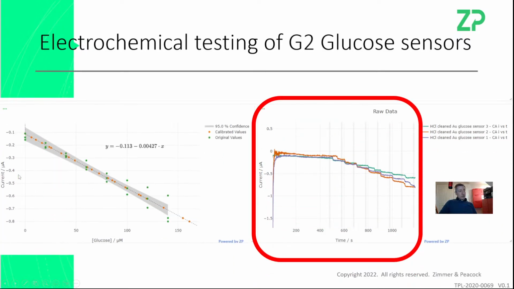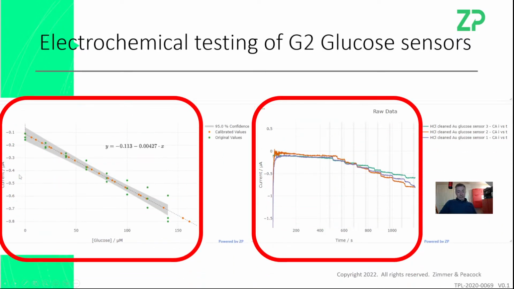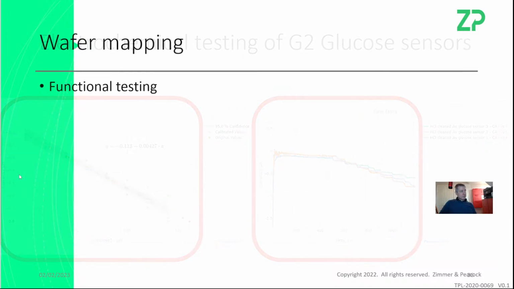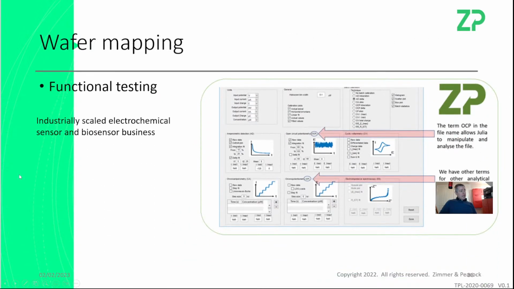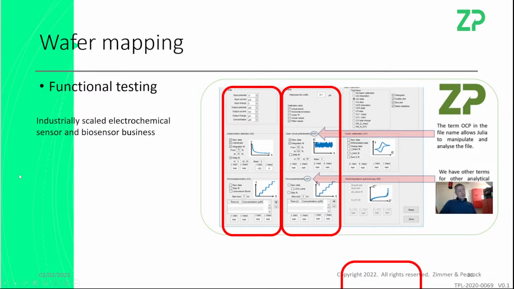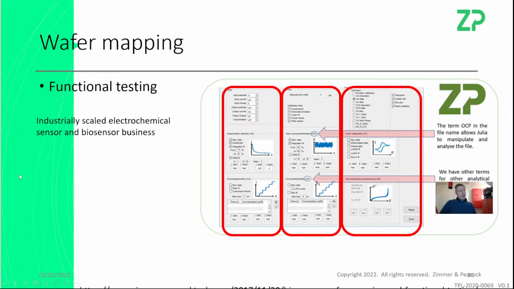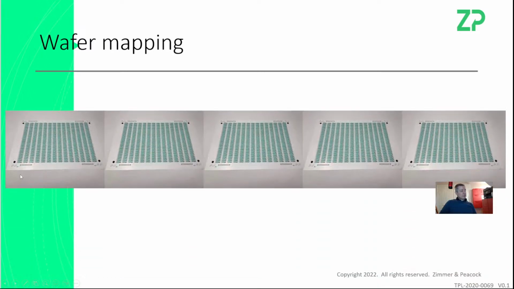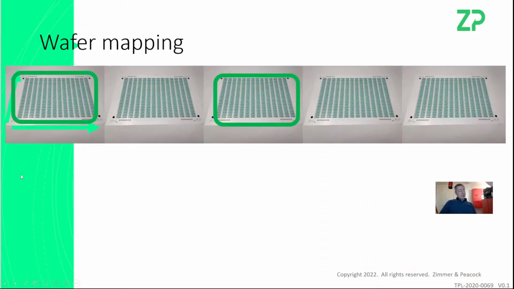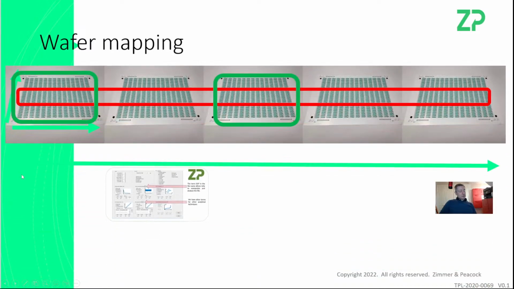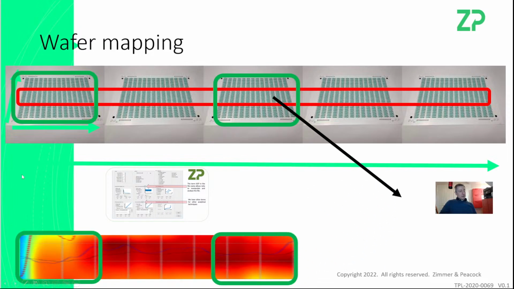If we're turning them into biosensors, we'll also functionally test those biosensors, for example glucose testing here. And it's probably worth saying, because we are electrochemists, we end up testing them in many different ways. We do something called wafer mapping, which is where we make a batch of electrodes, test the batch, and make sure that everything is good.